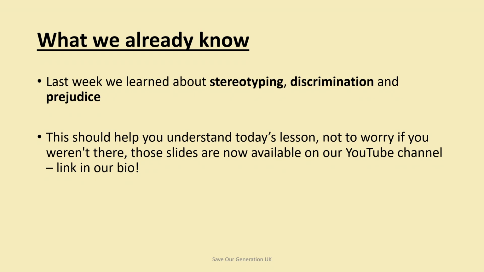Discrimination is the unfair treatment of people and other social groups in relation to their race, gender, age, and their sexual orientation. Prejudice means having a bad idea or opinion of someone without any factual evidence, knowledge, or reason. These definitions should help you to understand today's lesson.